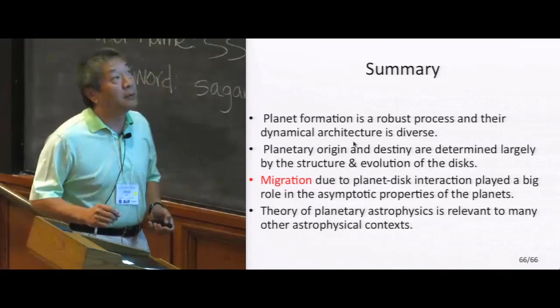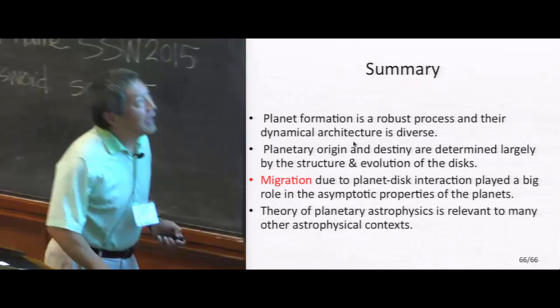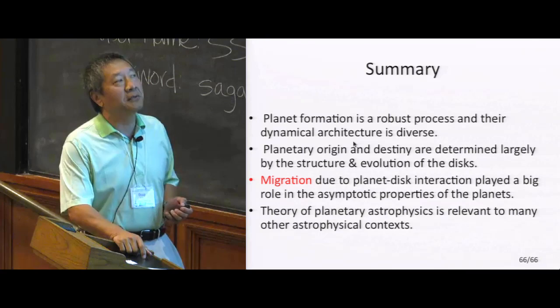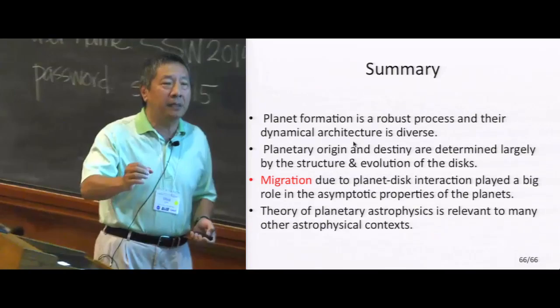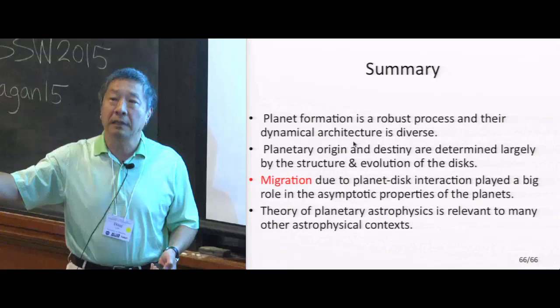Planet formation is a robust process. Eight of Earth is one, plus or minus one. Its dynamical architecture is diverse. And planetary origin and destiny is determined by the disk. And that is determined not only by the protostellar disk, but the transitional disk and eventually the debris disk. We need to understand this evolution context.